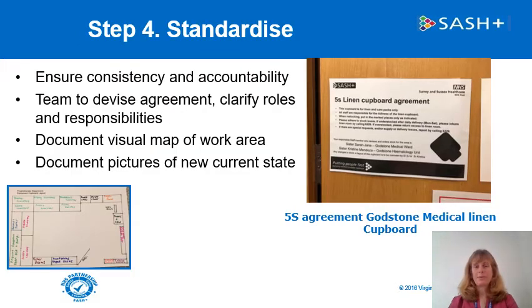The fourth step is standardise. So this is about ensuring consistency and accountability. The team needs to devise an agreement to clarify your roles and responsibility. So you need to do your sweeps, but you need to have an agreement that everybody is going to keep the 5S up to the right standards. They're going to make sure that the sweeps are done appropriately and that people agree that they're going to restock things and put things back in the right place.